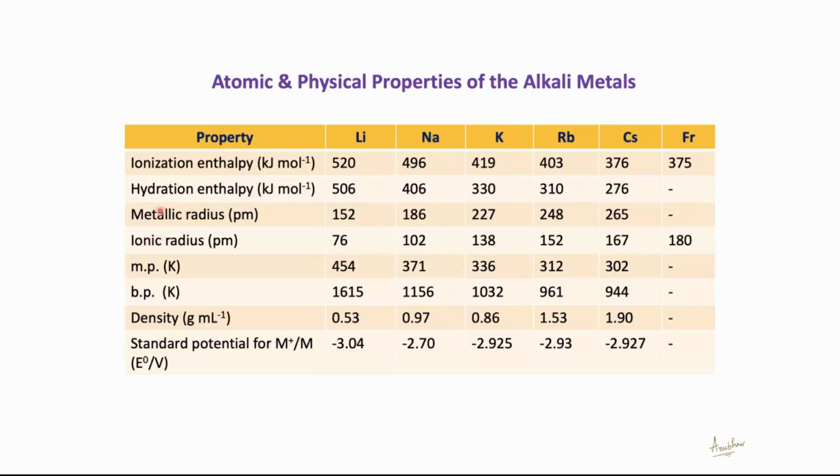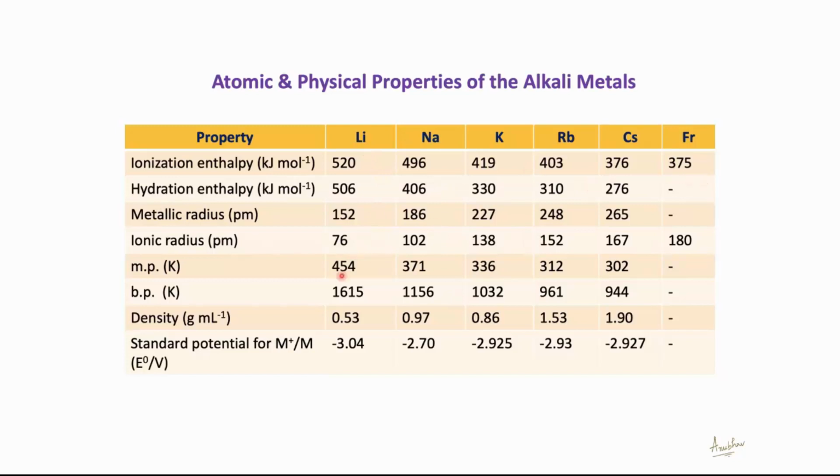Now I have already talked about this metallic or the ionic radius here. You can see the ionic radius has an upward trend from lithium to francium: 76, 102, 138. That's why it is gradually increasing. I have already told why it is so: when we go down the group, the principal quantum number, that is n, will increase. That's why the atomic or the ionic size will increase. So you see the ionic radii and the metallic radii are increasing down the group, from lithium to francium.